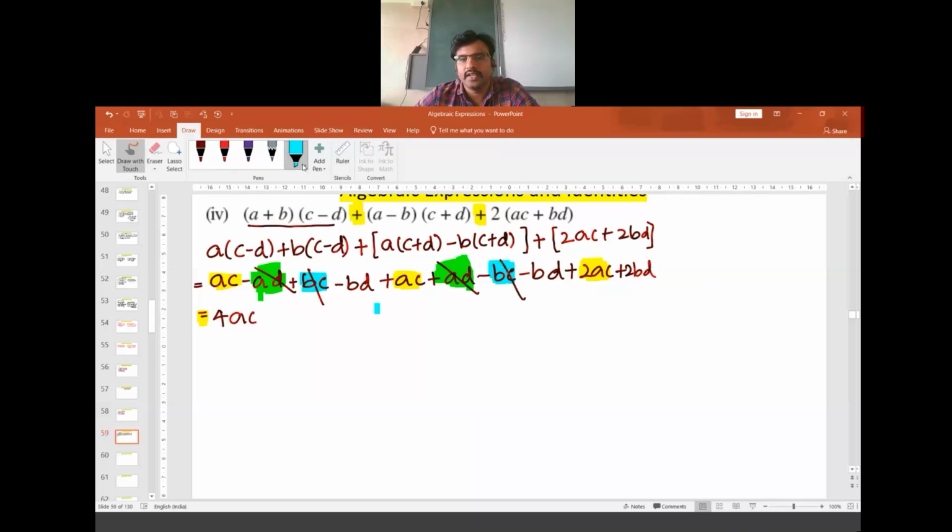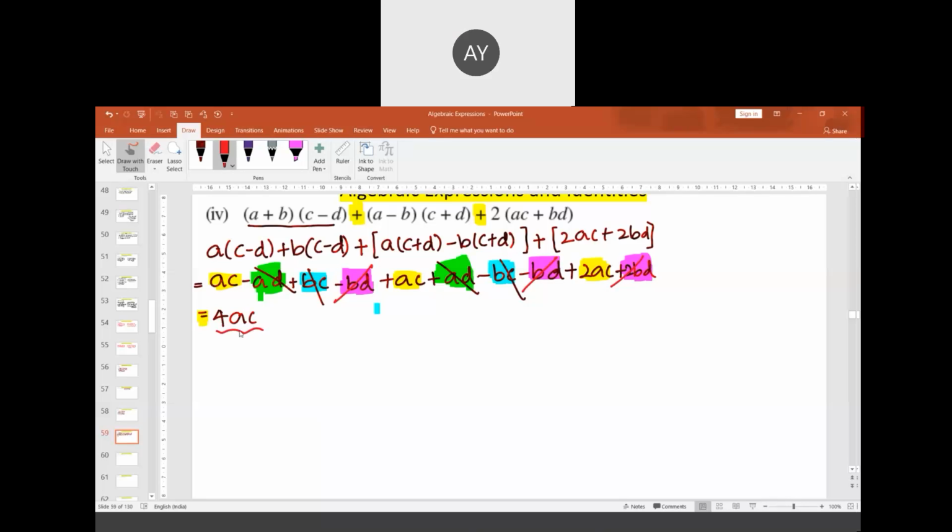And minus 2 BD and plus 2 BD will also get cancelled. Minus BD, plus BD, minus BD, BD gets cancelled. So these two are negative, one is positive. So total result is 0. They get cancelled. So I am only left with 4 AC. Only 4 AC is the answer.